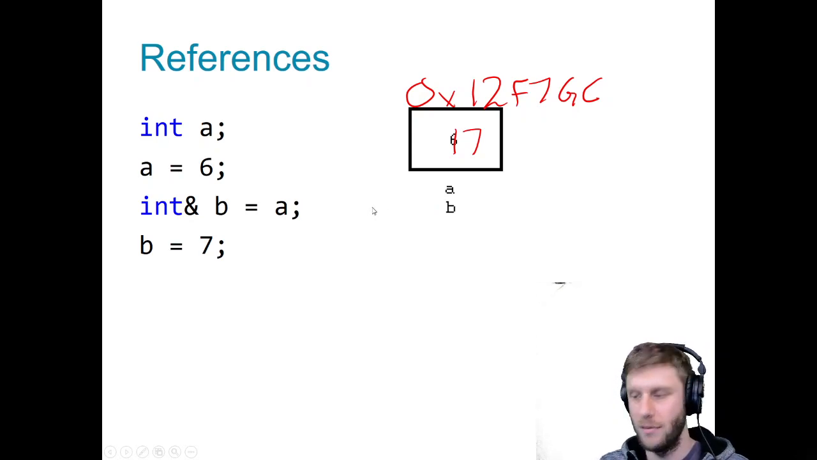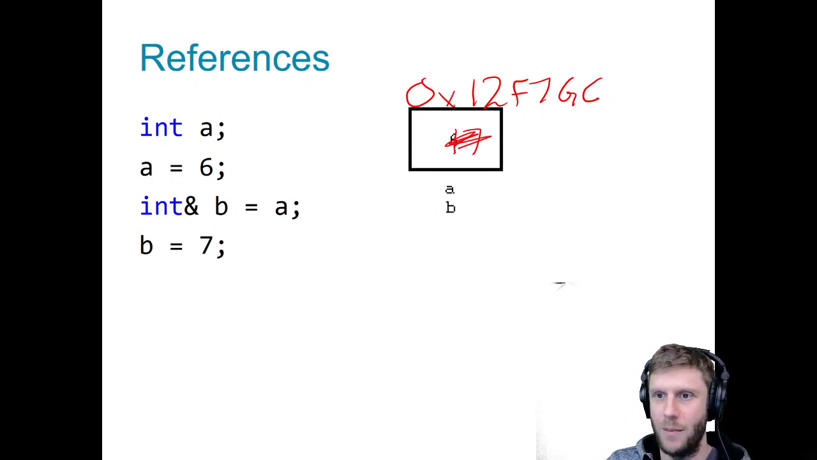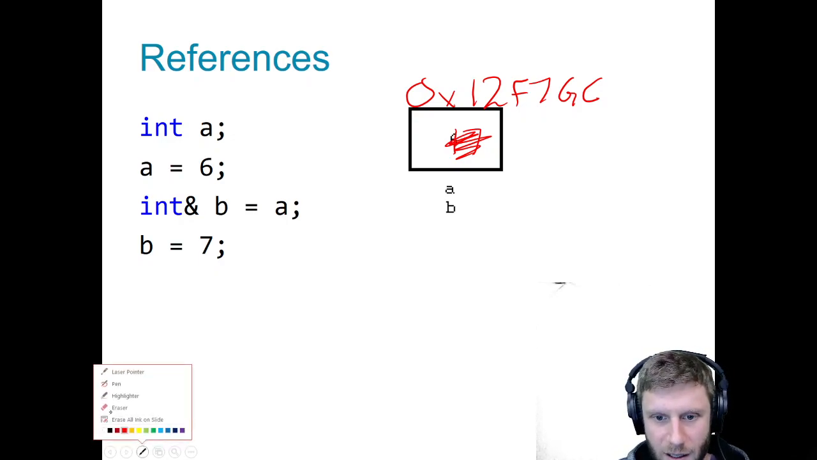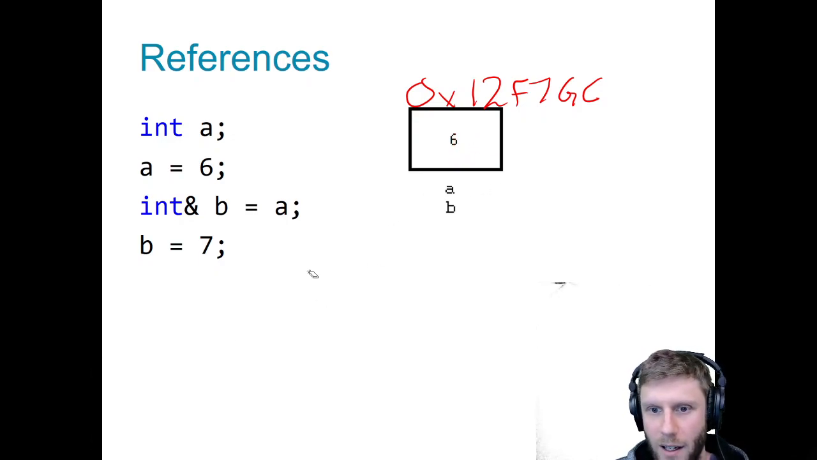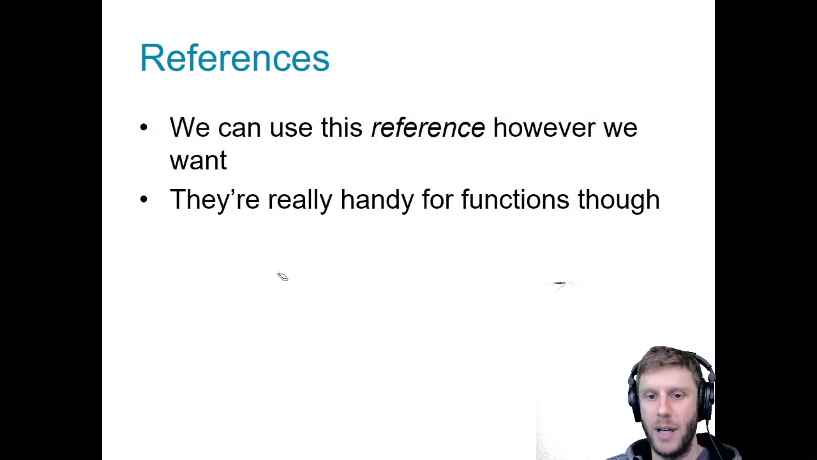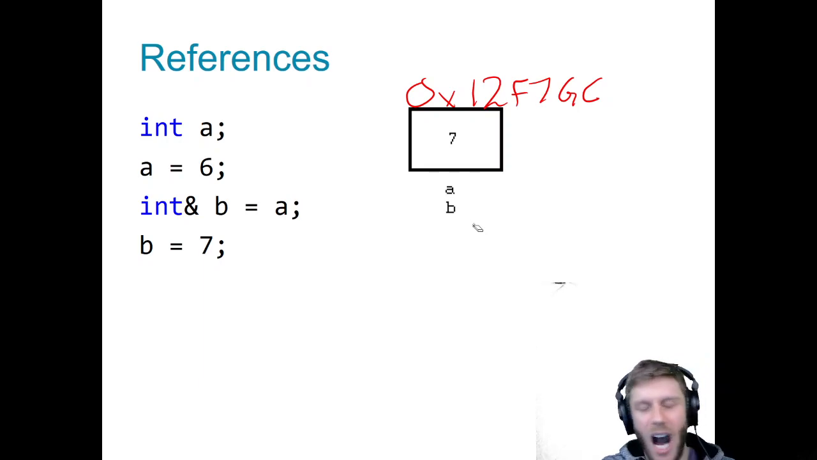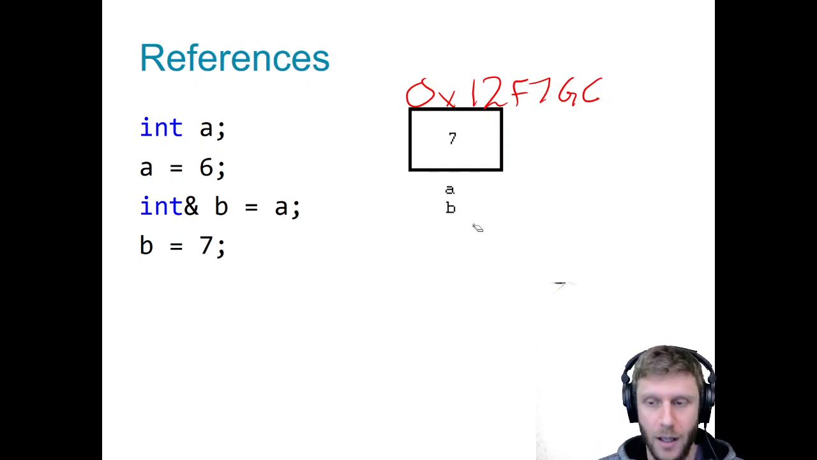B equals 7. All right, well, I guess I should erase this now. There, okay. There, it becomes 7. But both A and B are both 7 now, but it's the same 7. I didn't make a copy of anything. What I did was say A and B now get us, like, they're the same actual variable.